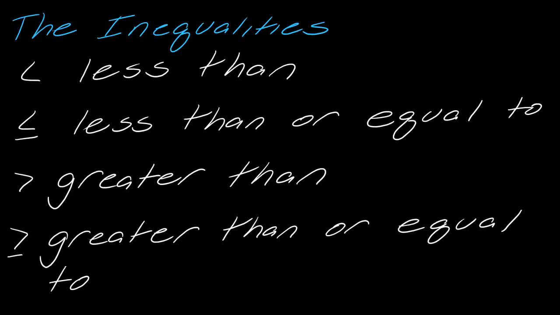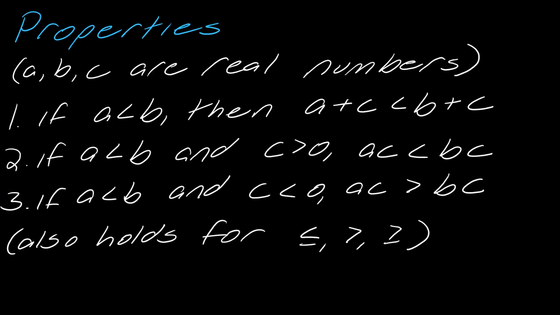So the inequalities. We've got less than, which I always think of as looking like an L, less than or equal to, greater than, and greater than or equal to. And with these, we have these properties. If A, B, and C are real numbers, and A is less than B, then A plus C is less than B plus C, i.e. you can just add a number to both sides and it will maintain the inequality.